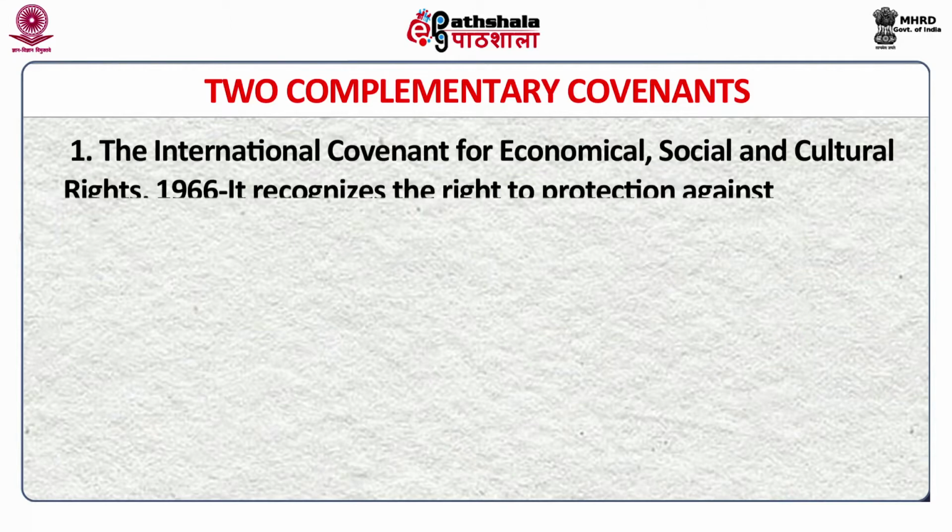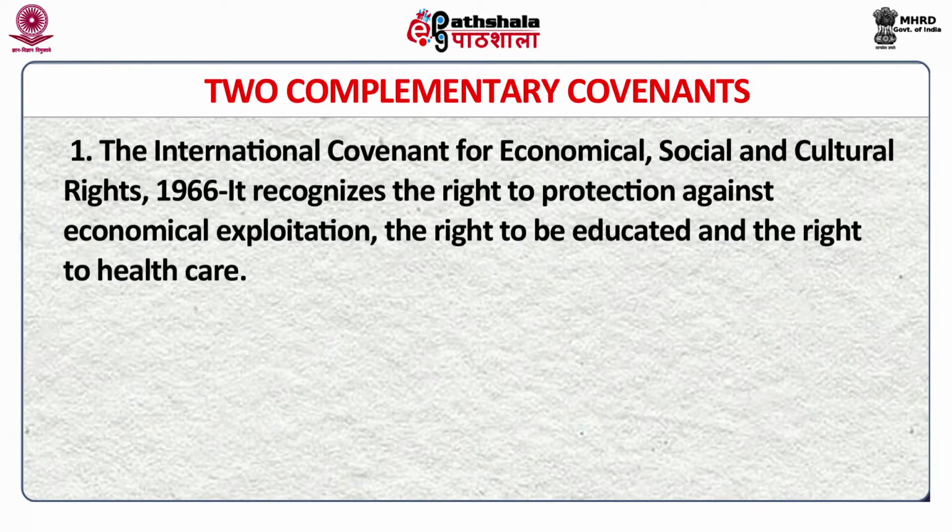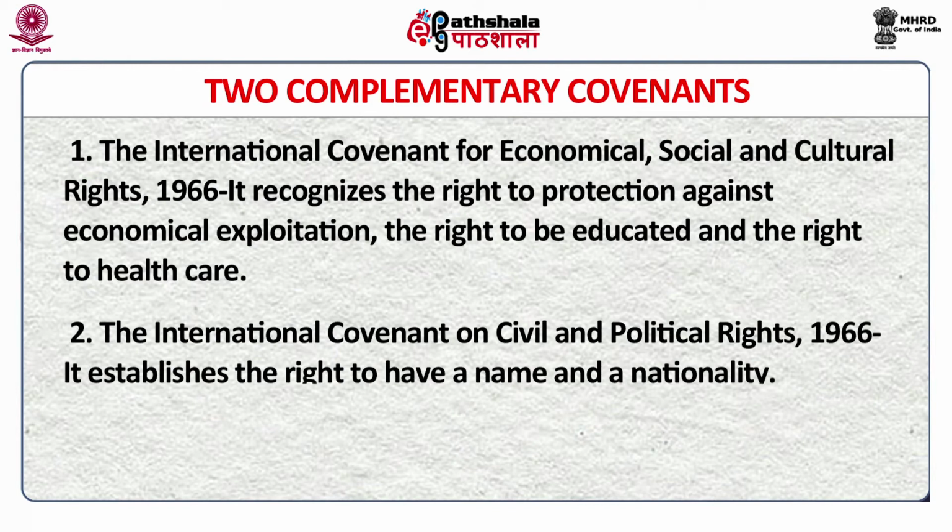The two complementary documents are the International Covenant for Economic, Social and Cultural Rights 1966, which recognizes the right to protection against economical exploitation, the right to be educated and right to health care. The other one is the International Covenant on Civil and Political Rights 1966, which establishes the right to have a name and a nationality. While the 1924 and 1959 declarations for child rights have been widely supported, the question of whether or not children have legal rights remain debated till the United Nations Universal Declaration of the Rights of the Child 1989 recognizes that children have specific rights.